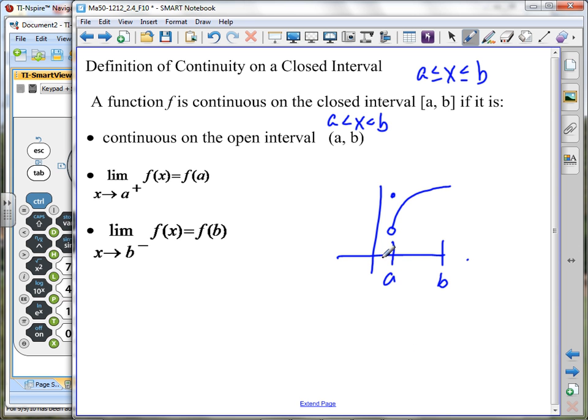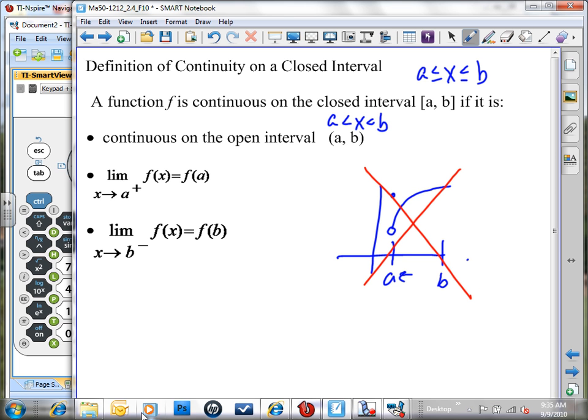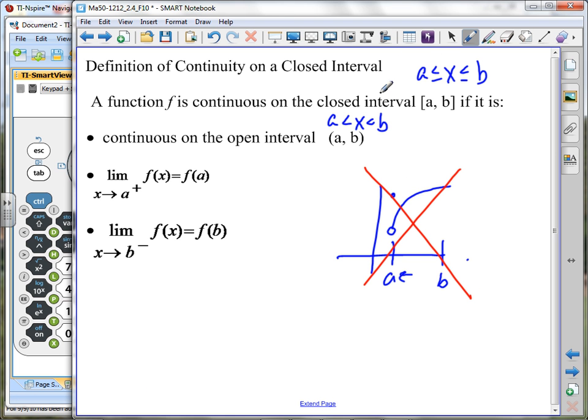This would be one that's not continuous because the limit as we approach A from this direction isn't the same thing as f of A. So it's just guaranteeing that we don't have this situation happening. Okay, I'm going to put this in red so that we understand that that's a non-example, an unexample of this. Okay.